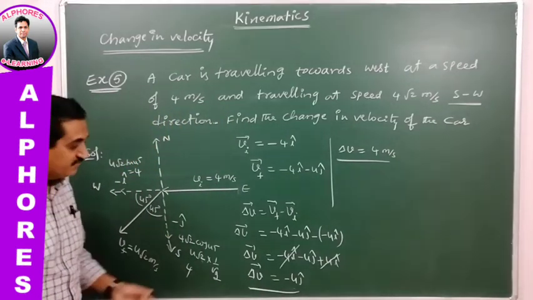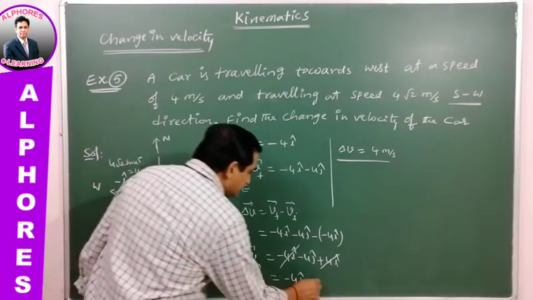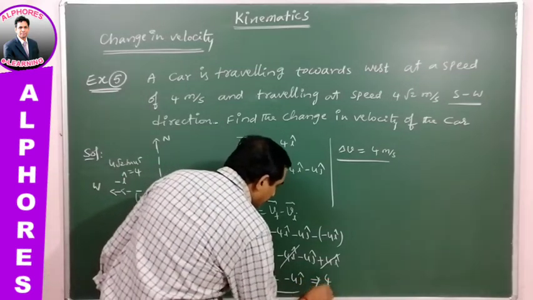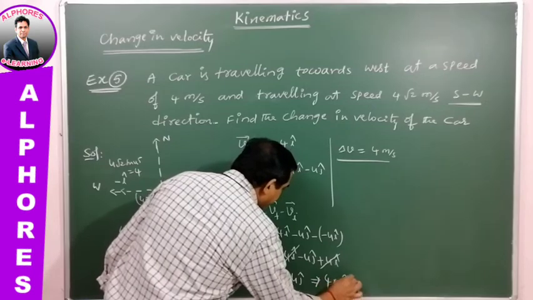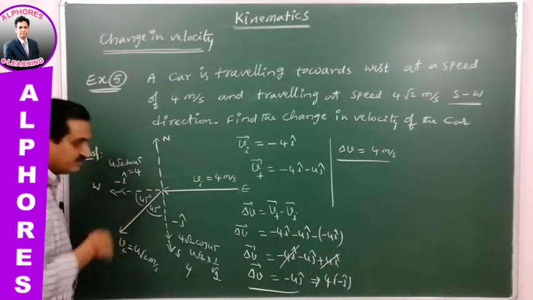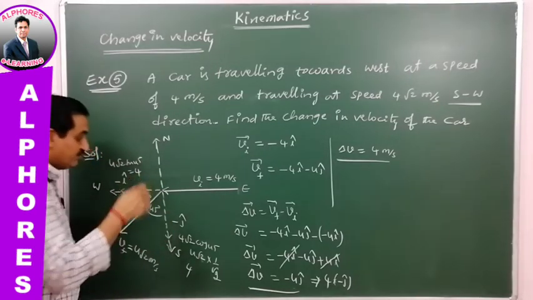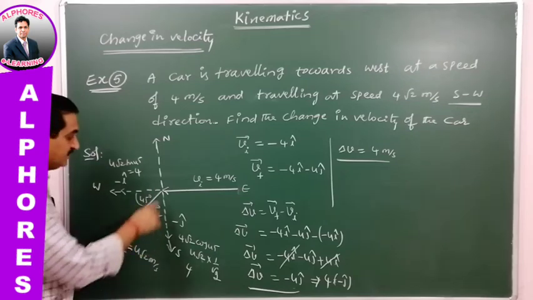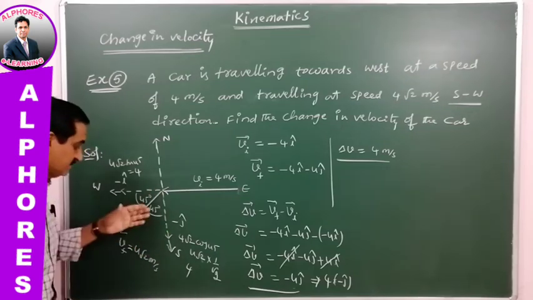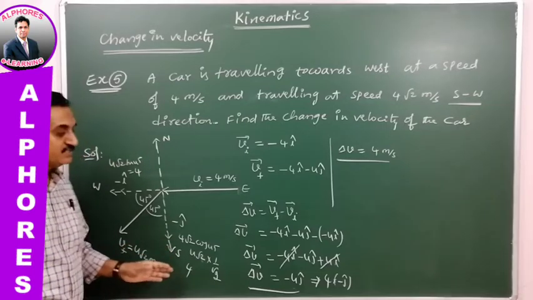Towards which direction is very clear. Minus 4j means it is 4 into minus j. Minus j in which direction? So that is towards south. So the resultant direction, that is change in velocity, will be towards south. That is the change in velocity having the direction which is towards south.